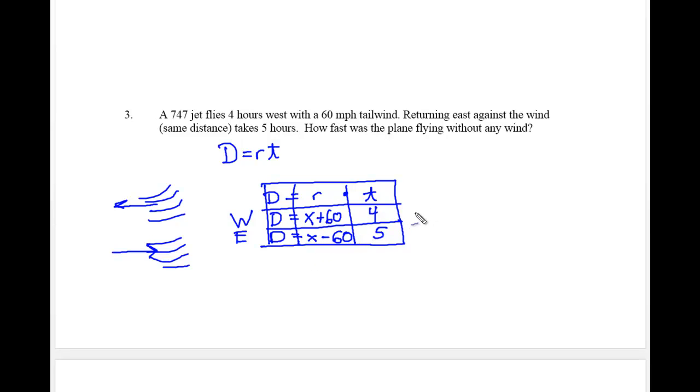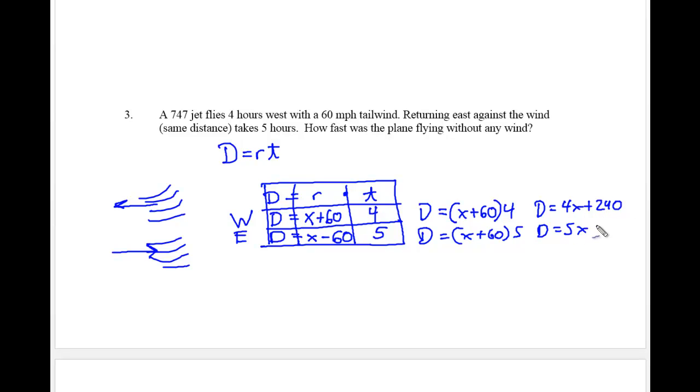So what we're going to do is rewrite the equations. d is equal to (x plus 60) times 4, because this is r times t. And this is d is equal to (x plus 60) times 5. We'll do some distribution to show you that this is going to be d equals 4x plus 240, and this is d equals 5x plus 300.